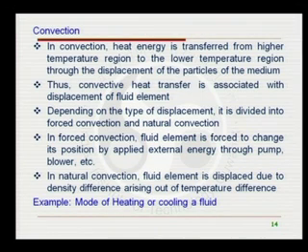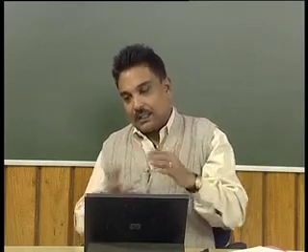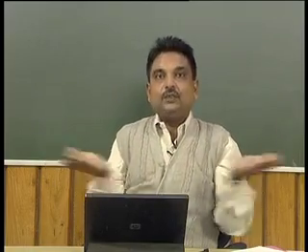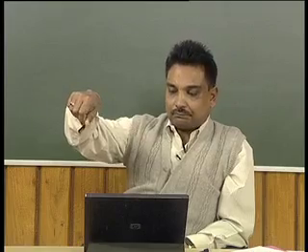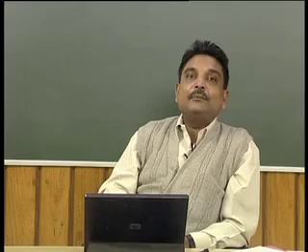In case of natural convection, the fluid element gets displaced from one position to another due to density differences, and this density difference comes about due to the differences in temperature at different locations of the fluid. So, suppose you are heating a water pool, you are heating water and below you have a hot plate. You have seen that heating coil that is used to heat water in a bucket.